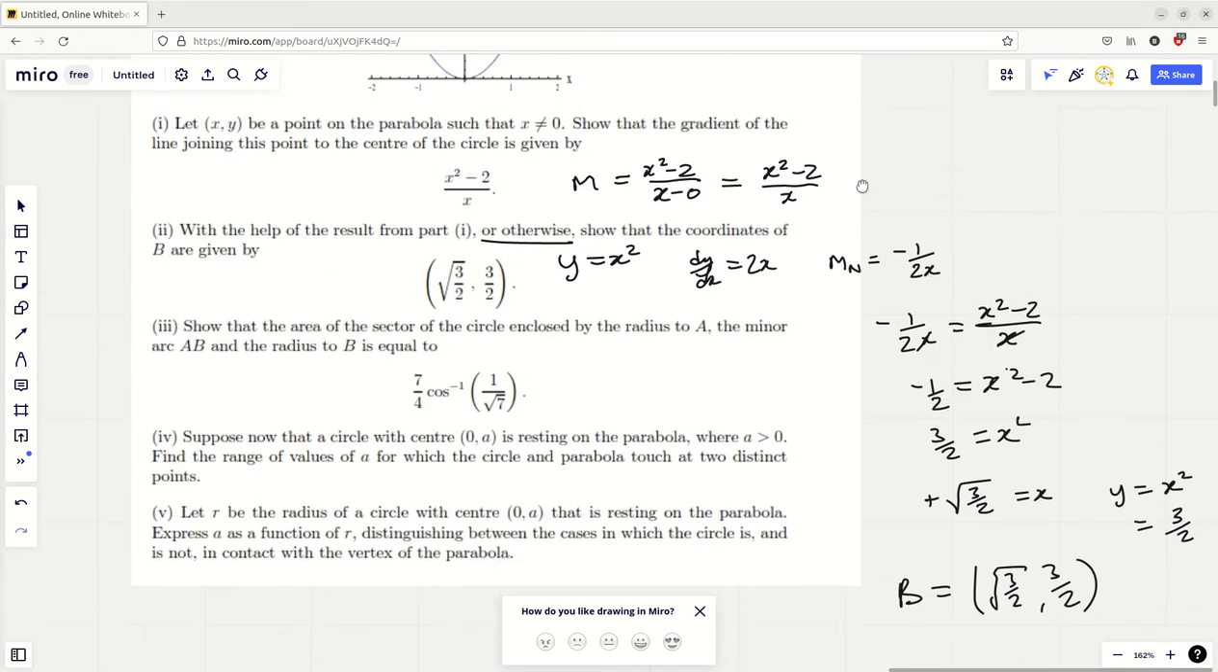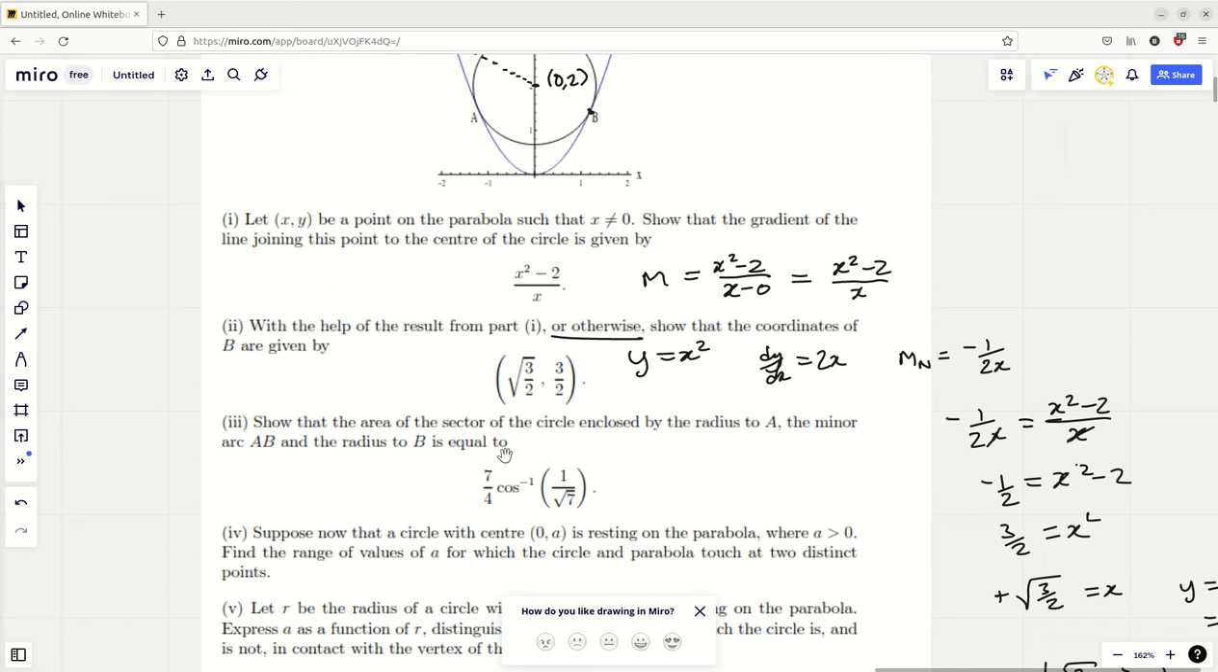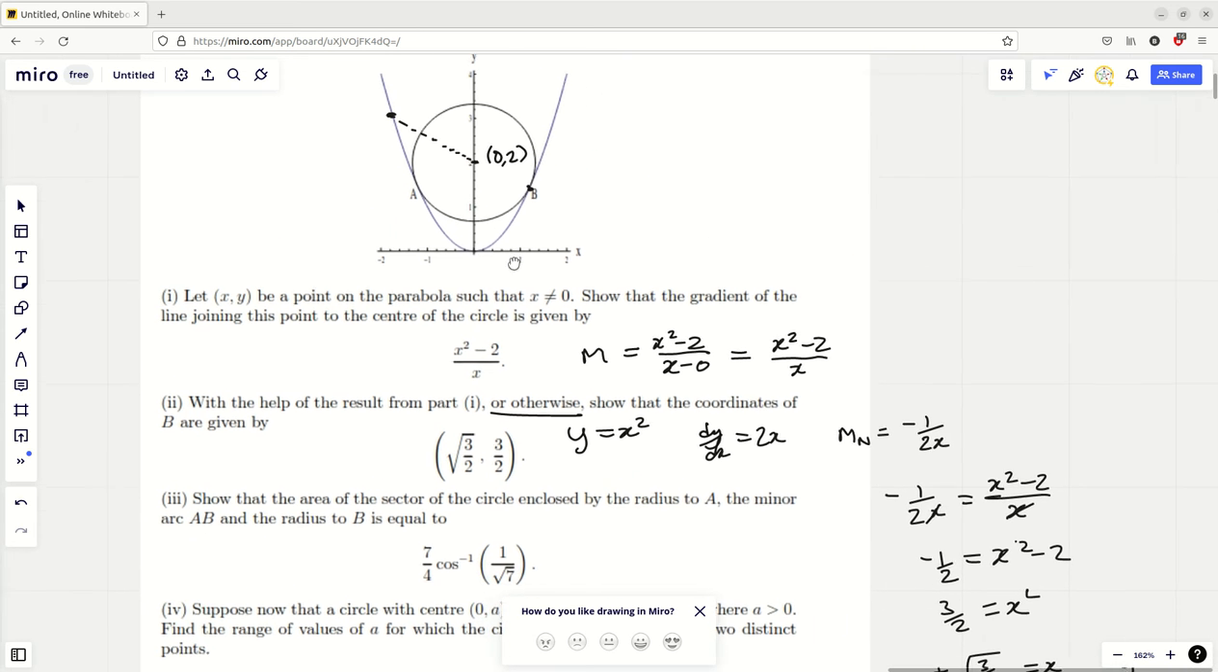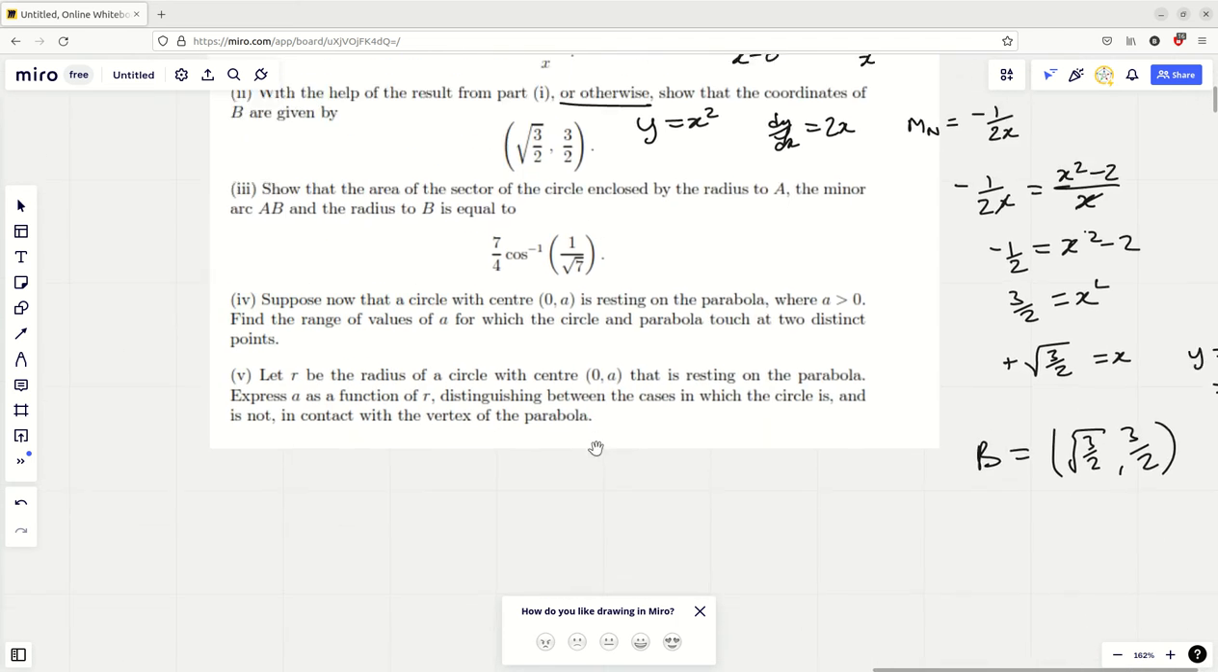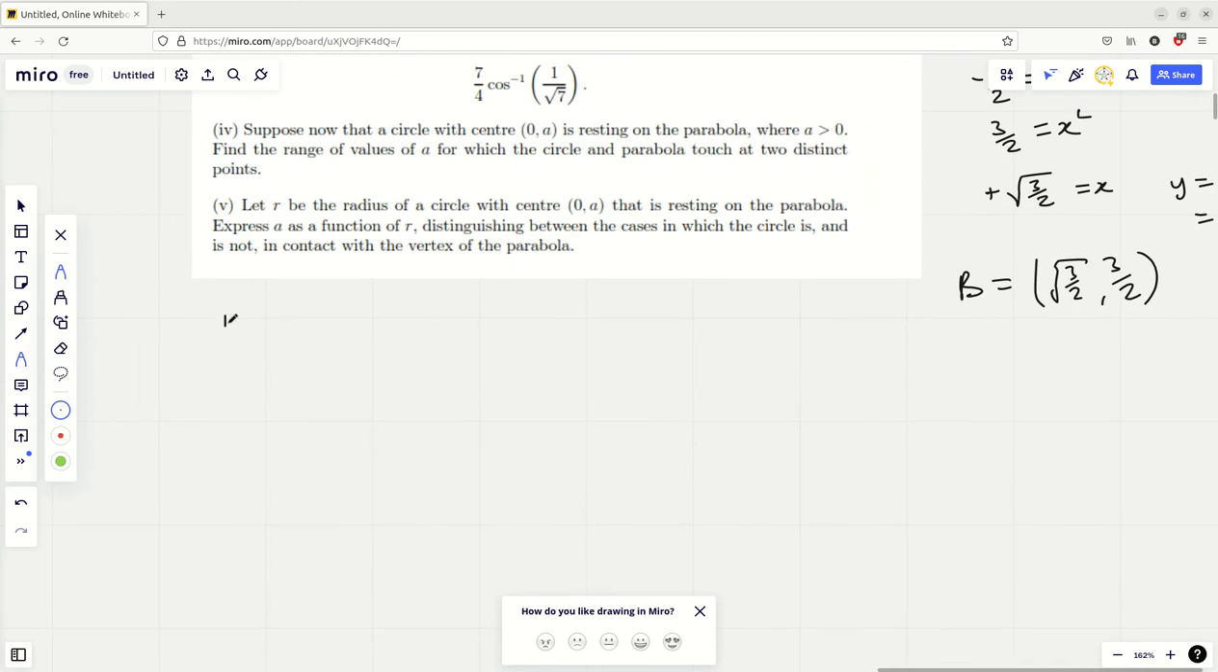3 is where it gets a bit harder. Show that the area of the sector of the circle enclosed by the radius to A, the minor arc AB, so that's not the major arc where you go all the way around, it's the minor arc AB, and the radius to B, so we're talking about this little pizza slice down here, show that the area of that equals this. So I'm going to draw a little picture here.